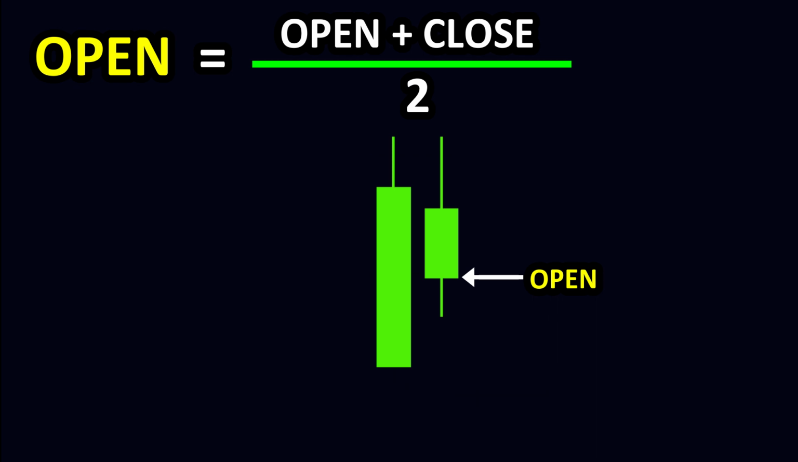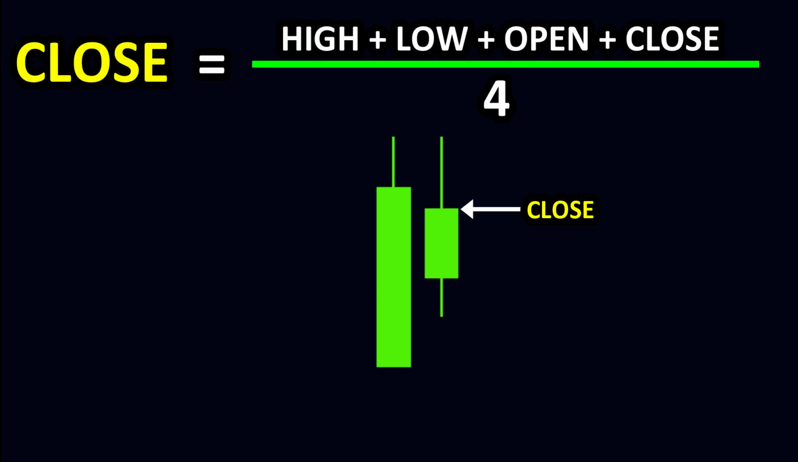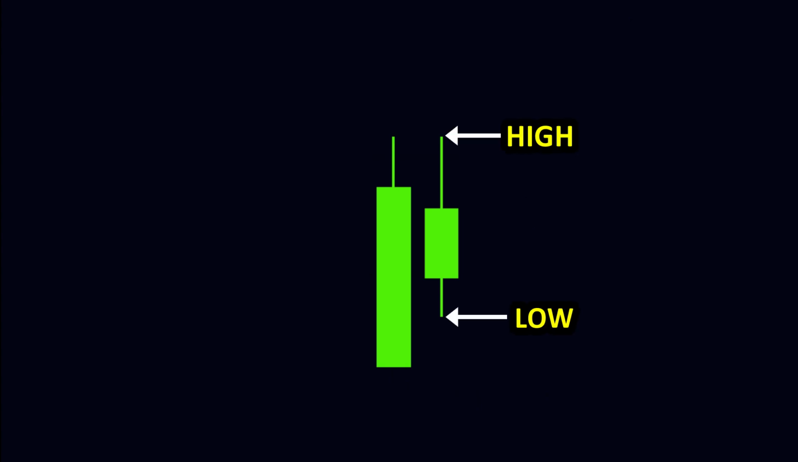Let us now understand the calculation of the Heikin Ashi candle. For the open of the Heikin Ashi candle, the open and close price of the previous Heikin Ashi candle are added, and after that it is divided by 2. So, we can say that the open of the Heikin Ashi candle is the average or middle of the previous Heikin Ashi candle. Now, for the close of the Heikin Ashi candle, the high, low, open and close of the normal candlestick are added and after that it is divided by 4. High and low of the Heikin Ashi candle are the same as the high and low of the normal candlestick.